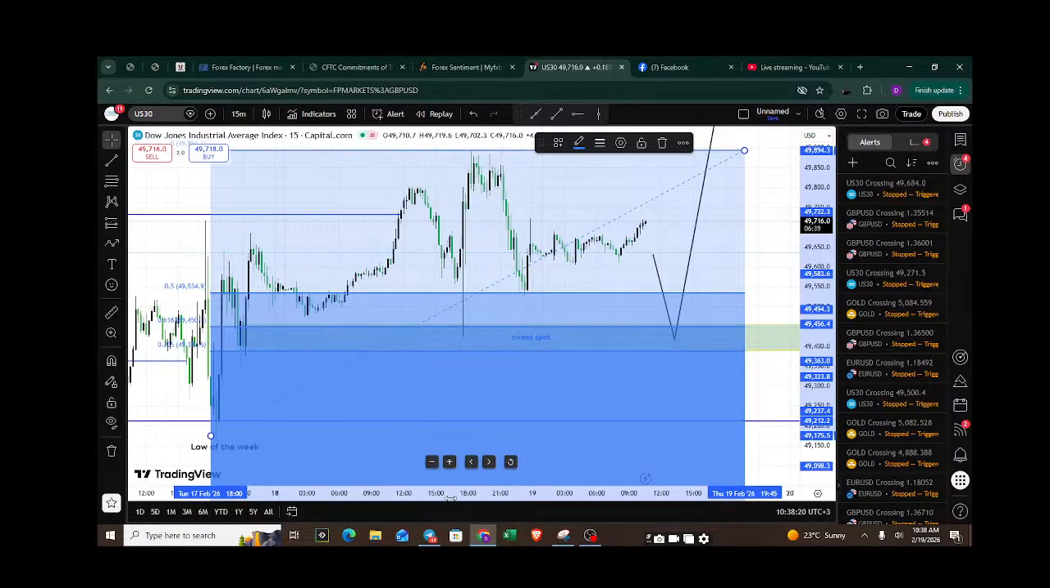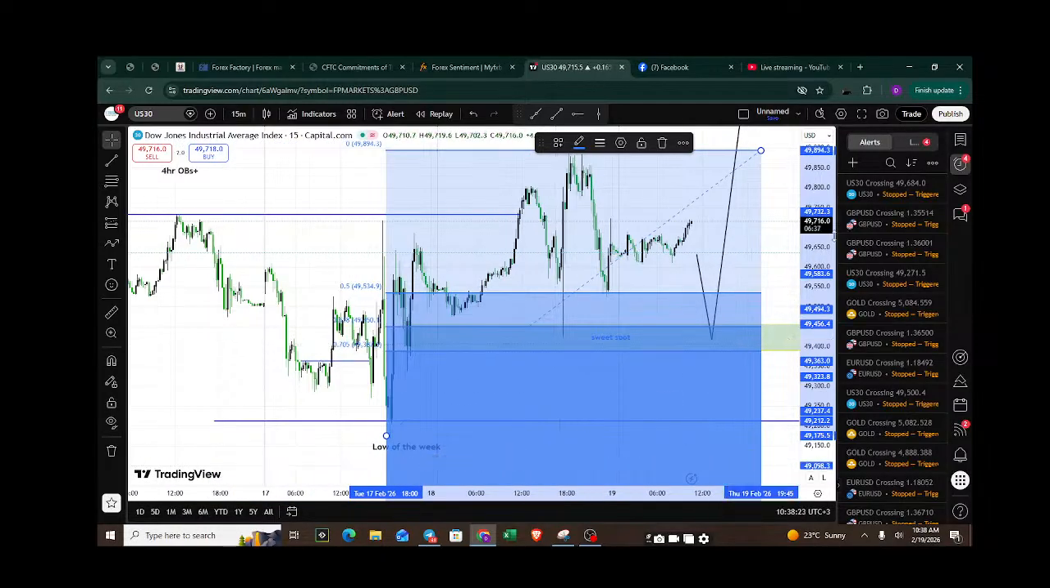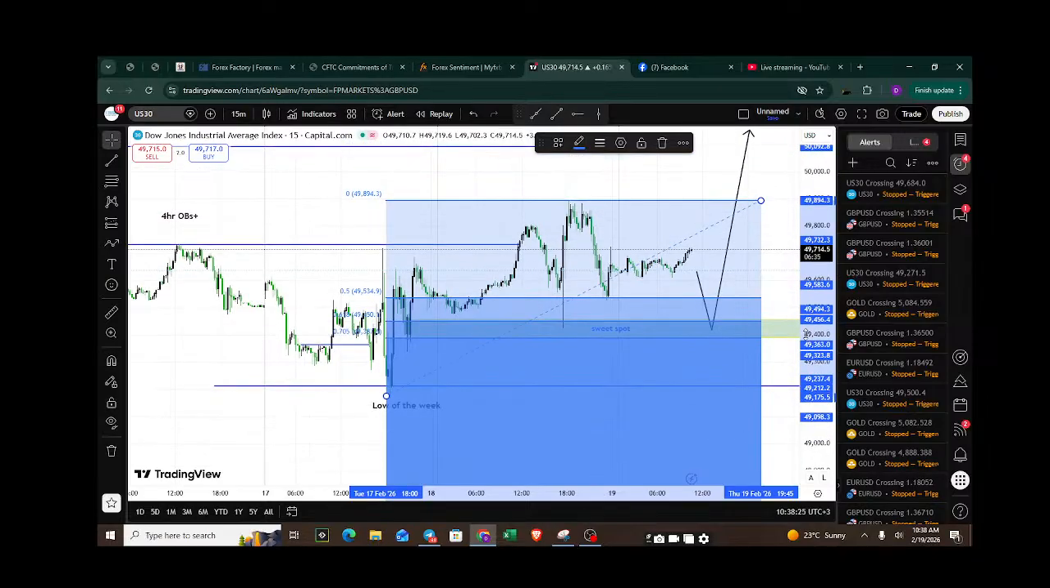I don't know, what do you think about this level? This is a very good level for a buy position. Or am I doing too much?